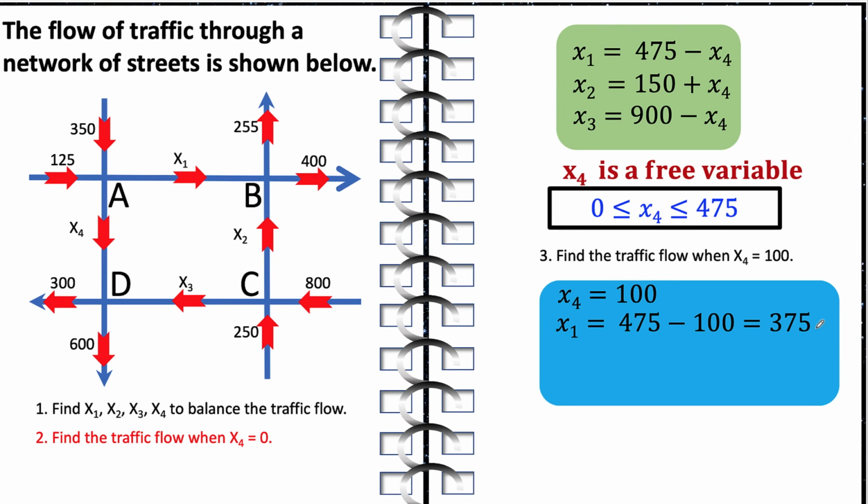X of 1 would decrease to 375. X of 2 would increase by 100 to become 250, and x sub 3 would decrease by 100 to become 800. So the effect was a decrease in x sub 1 because some cars are routing to intersection D. Because there are more cars coming to intersection D, some traffic, instead of going directly to D from C, might decide to route to intersection B, and there's an increase of 250 to balance the traffic flow. Otherwise, there would be congestion here, and that will result in a decrease of flow in traffic to intersection D by 100 in order to balance the traffic.